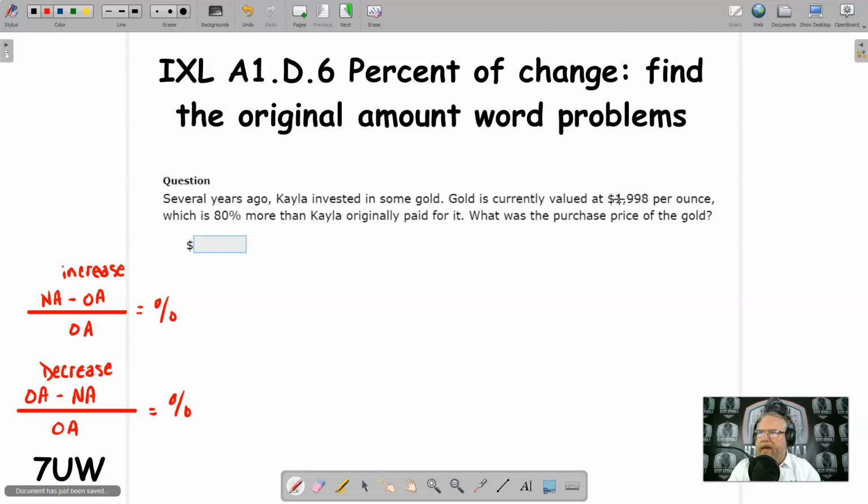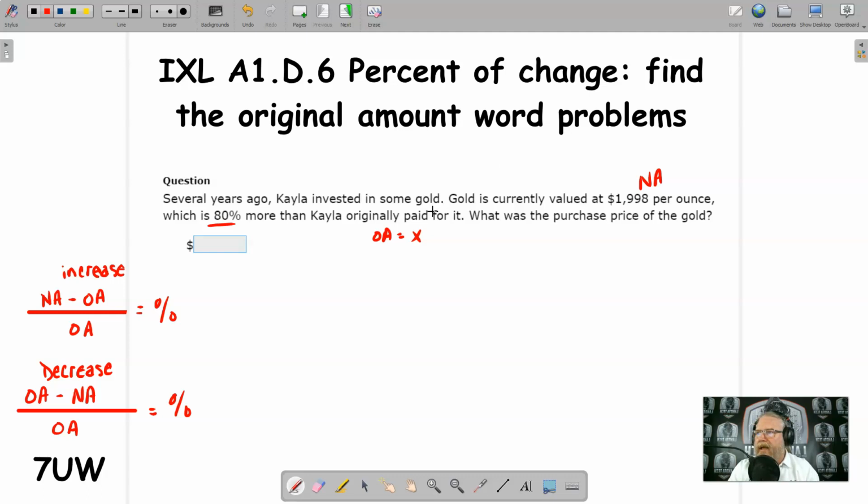So gold is currently valued at this amount. It's 80% more than what she originally paid for it. So what she originally paid for it, this is the original amount. And we're going to call that X because it's the unknown amount. So this must be the new amount here, what it's selling for now. And we do have a percentage over here of 80%. So we have two pieces of the puzzle. We have the new amount and the percentage. We need to find the missing piece, which is the original amount, which is what the title of this activity is, to find the original amount of these word problems.